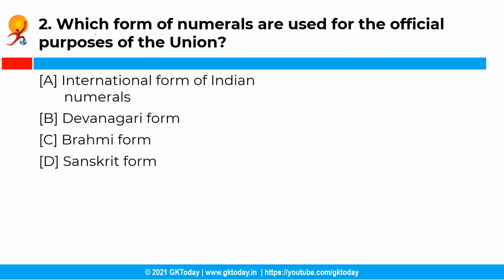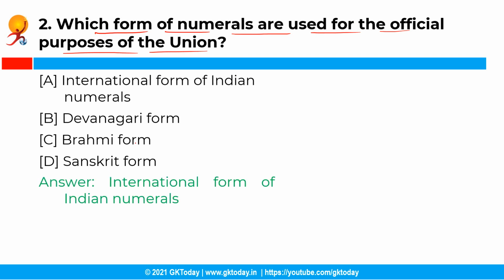Moving ahead with the next question. So which form of numerals are used for the official purposes of the Union? So you have the following options and the correct answer is option A, that is international form of Indian numerals. See, the form of numerals to be used for the official purposes of the Union has to be the international form of Indian numerals, and the Devanagari form of Indian numerals is not used.